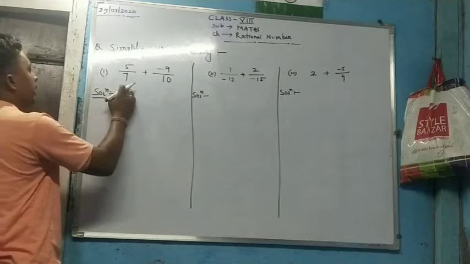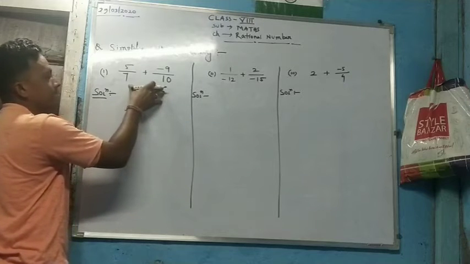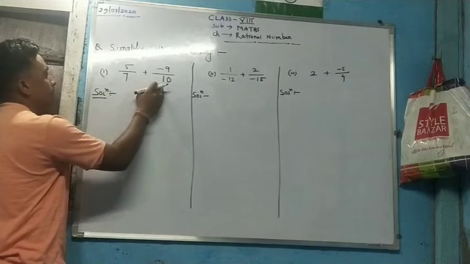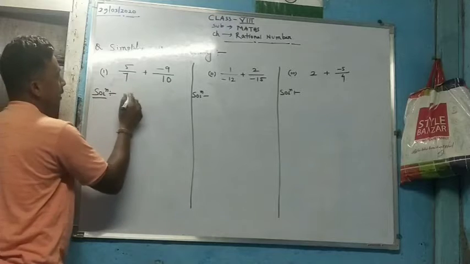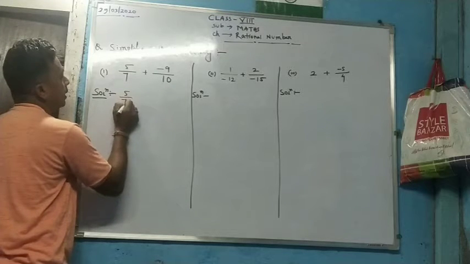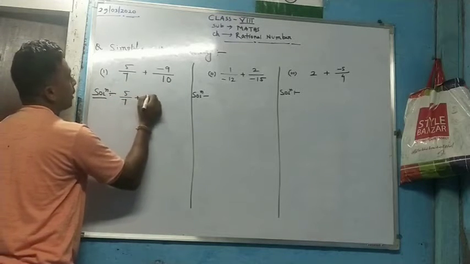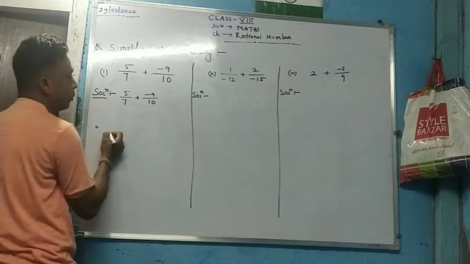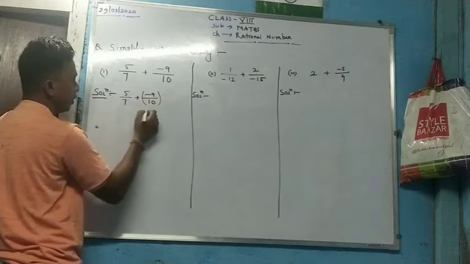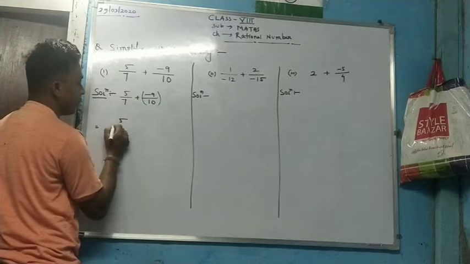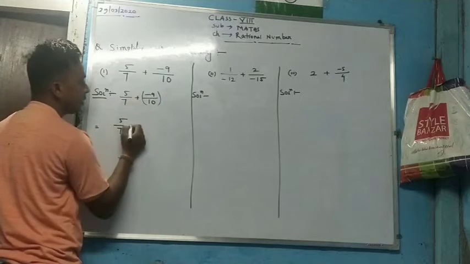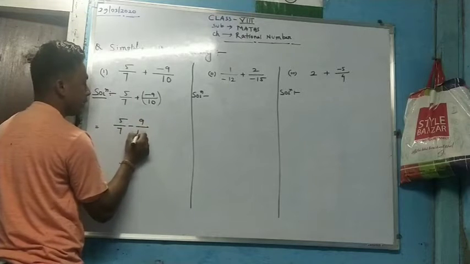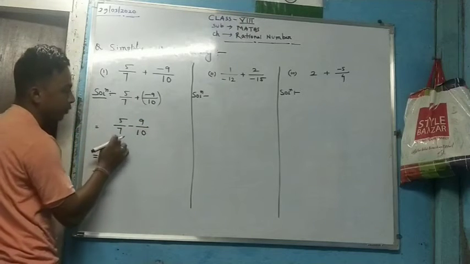If the denominators are different, the first thing you have to find is the LCM of these two numbers, 7 and 10. First of all, write the terms as they are in the question: 5 by 7 plus minus 9 by 10. And the next step is to find the LCM.